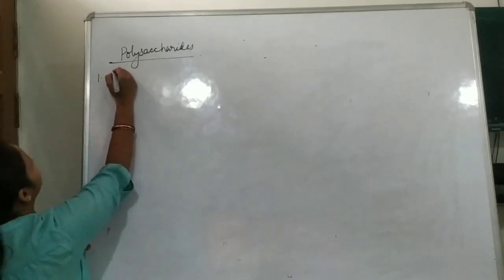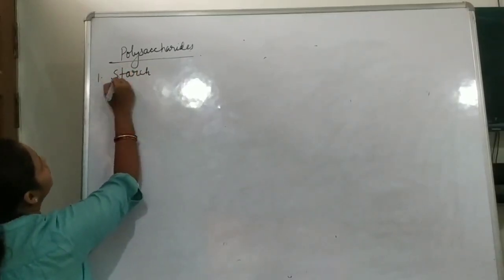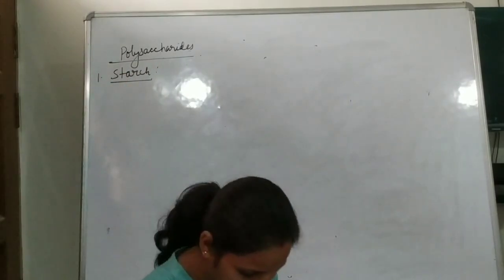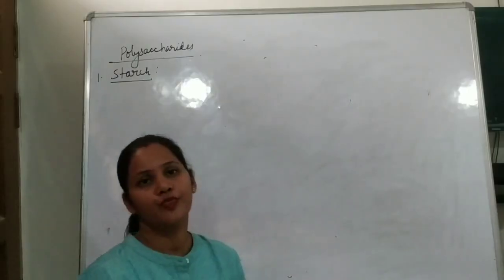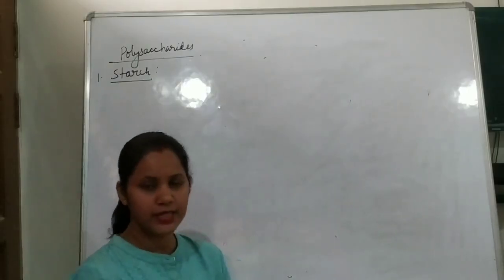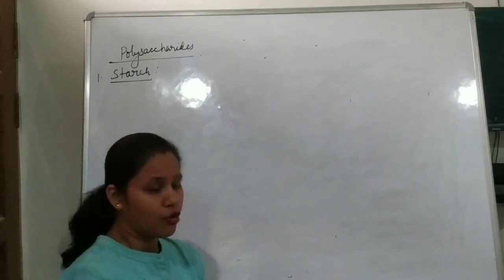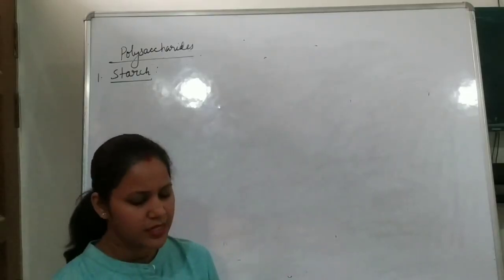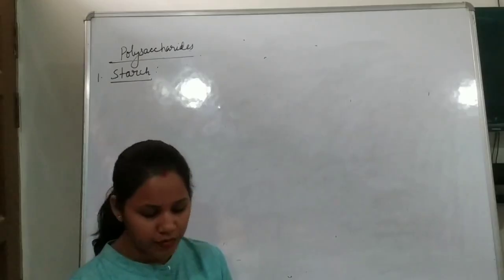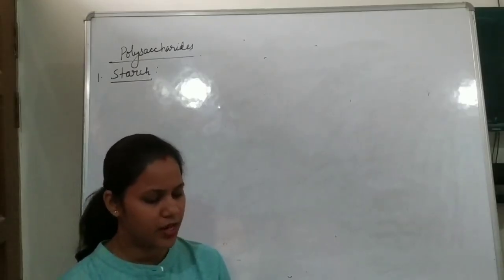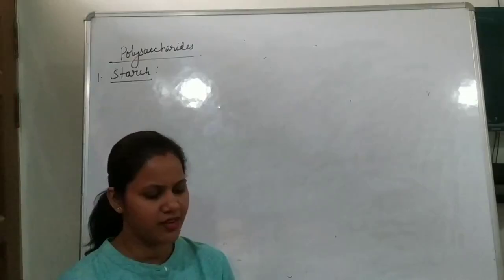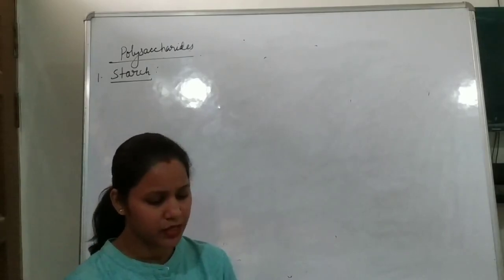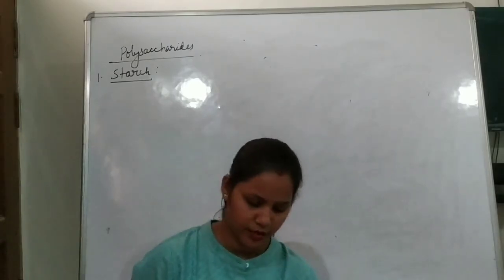First is starch. What is starch? According to your NCERT, starch is the main storage polysaccharide of plants. I'll just read out from NCERT and then I'll explain it. It is the most important dietary source for human beings, and a high content of starch is found in cereals, roots, tubers and some vegetables. It is a polymer of alpha glucose and it consists of 2 components.